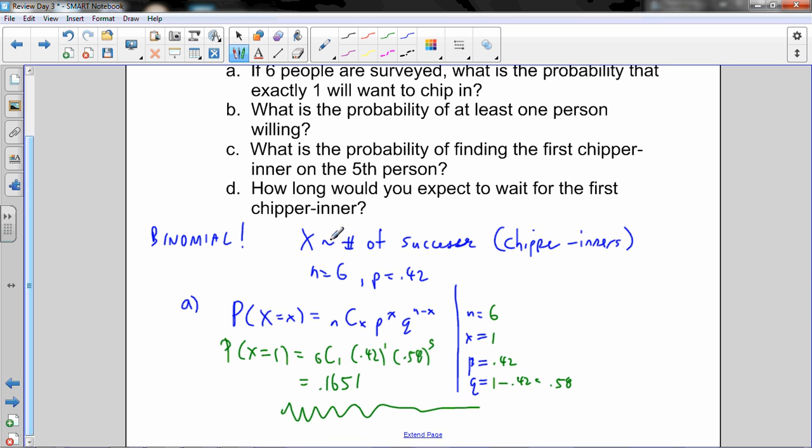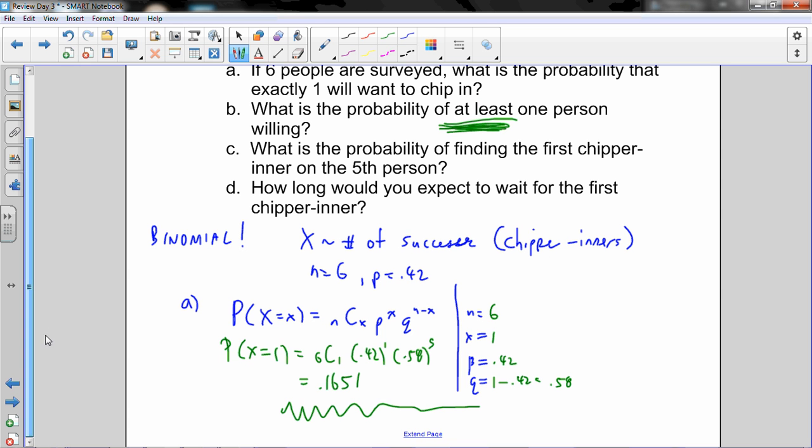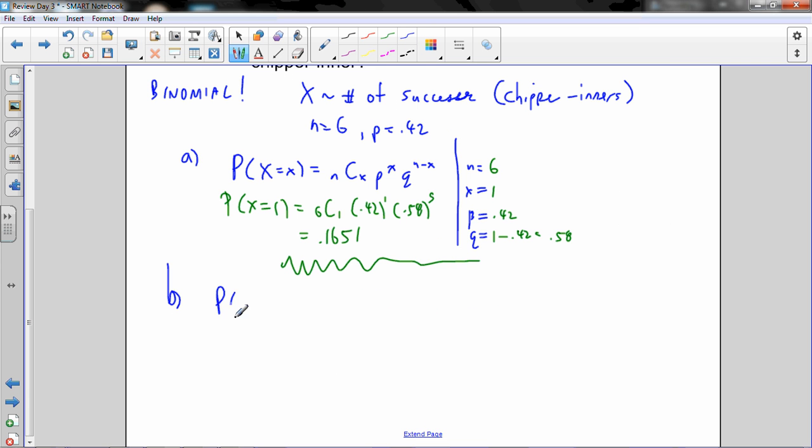B. What is the probability of at least 1? That should ring a bell. At least 1 should make you think of the indirect method, right? B, the probability that X is greater than or equal to 1. I could figure out the probability of 1, the probability of 2, the probability of 3, and so on, but we know there's only one case that we don't want to count. That's if 0 happens, right? So in this case, it's the same formula, same stuff, except for X is 0, and then it's exactly the same.